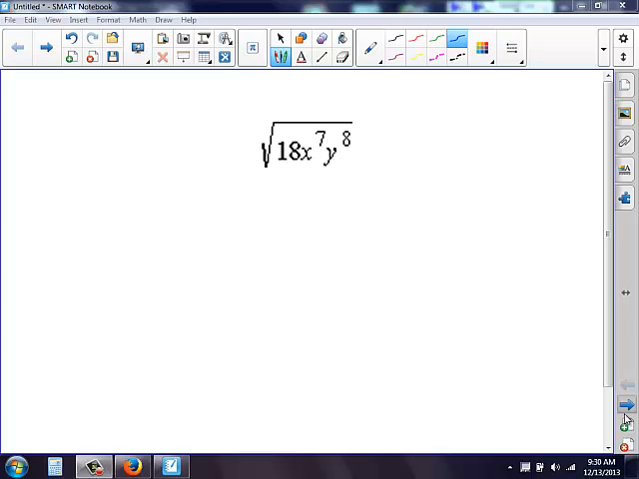Here we have the square root of 18, x to the 7th, y to the 8th. Okay, so we're going to deal with each one separately. So first we're going to deal with the square root of 18. The square root of 18 is not a perfect square root, therefore I need to try to break it down.